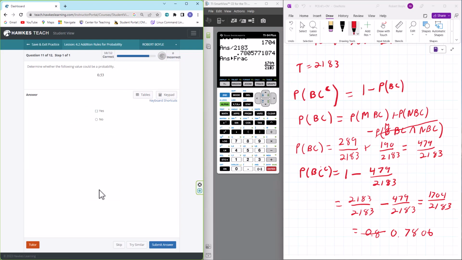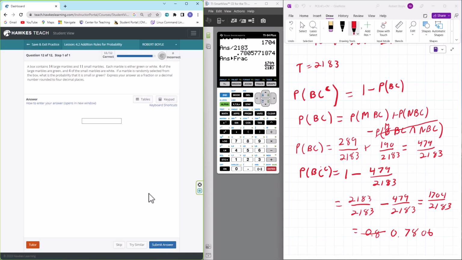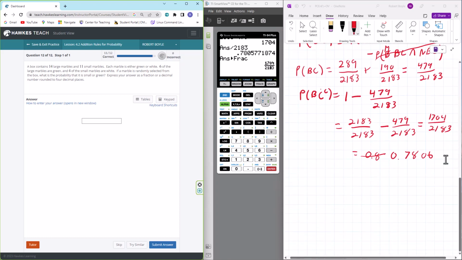Okay, so we have two left. Determine whether this value could be a probability. Well, it's 0 or greater, right? It's less than 1. This is definitely a probability. And that brings us to our last one, which is the dreaded ball question.